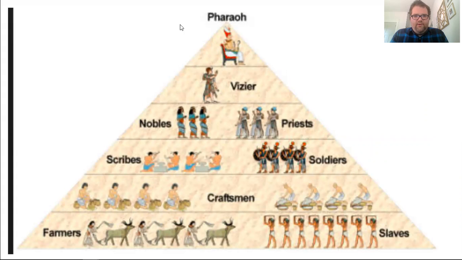So here's the pharaoh at the top. The vizier helped him run the government, and the nobles helped collect the taxes and keep order. They would keep some of the taxes. They would send the rest of them up here. The priests were on the same level as the nobles. They are not the same. The priests would help run the temples and the religion.